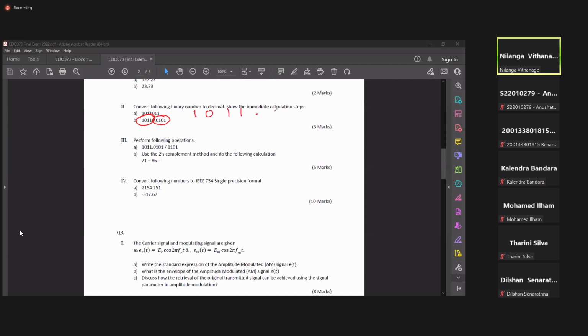1011 point, 3 ones are there, no? Point 0101. Right. So these things, you know, this is 2 to the power 0. This is 2 to the power 1, 2 to the power 2, 2 to the power 3, 2 to the power 4.